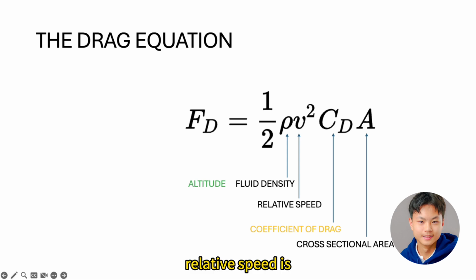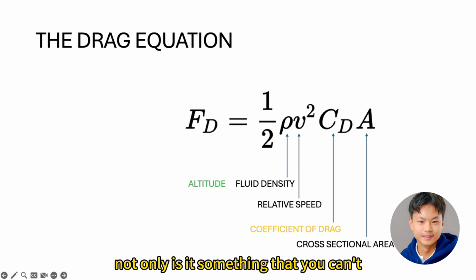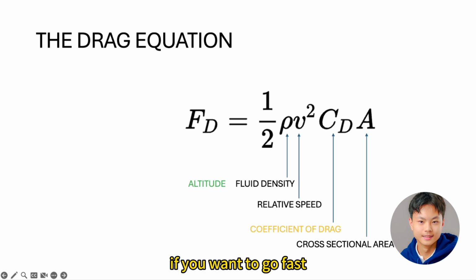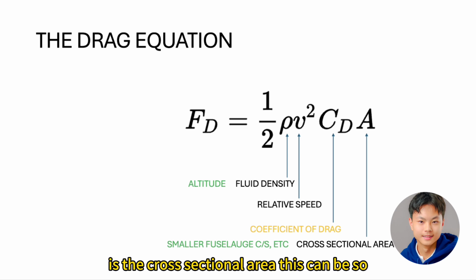Relative speed is something that is very hard to optimize and deal with because you can't necessarily fix it. If you want to go fast, it's a burden that you have to take. It also increases in an exponential manner. That's why it is to the power of 2. There's not much to do with relative speed in the context of drag, and many aircraft have to just bear this burden. The last term in this equation is the cross-sectional area.